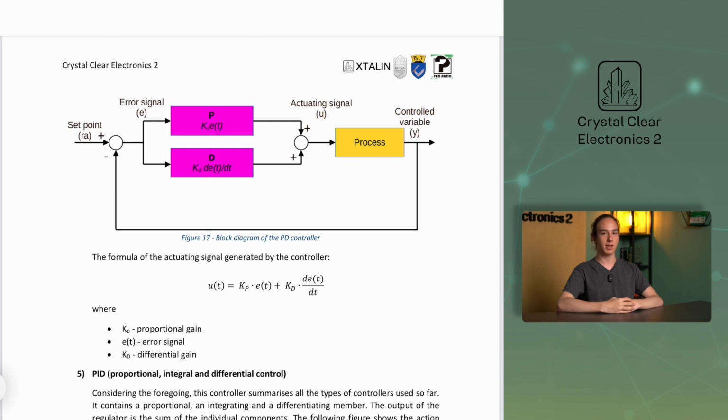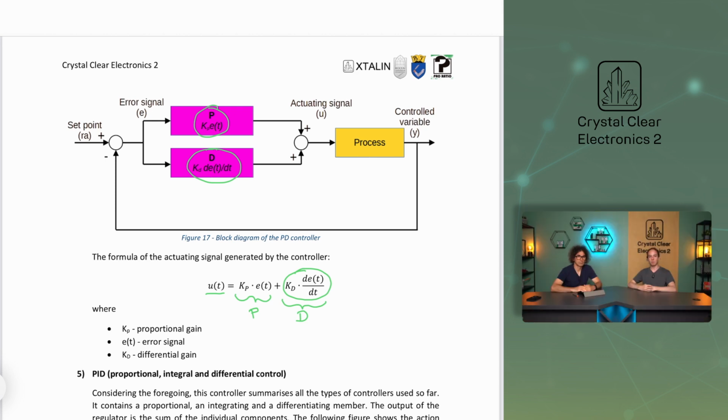In this case, the controller consists of two parts, a proportional and a differential part. The differential component in this case shows the change of the current error. It can be understood as an error estimation one step ahead. The differential is the difference between the previous error and the current error divided by the sampling time and multiplied by a constant Kd. The output of the controller is the sum of the proportional and differential terms. Based on these, the formula of the actuating signal generated by the controller, where Kp is still the proportional gain, e(t) is the error signal, and Kd is the differential gain.